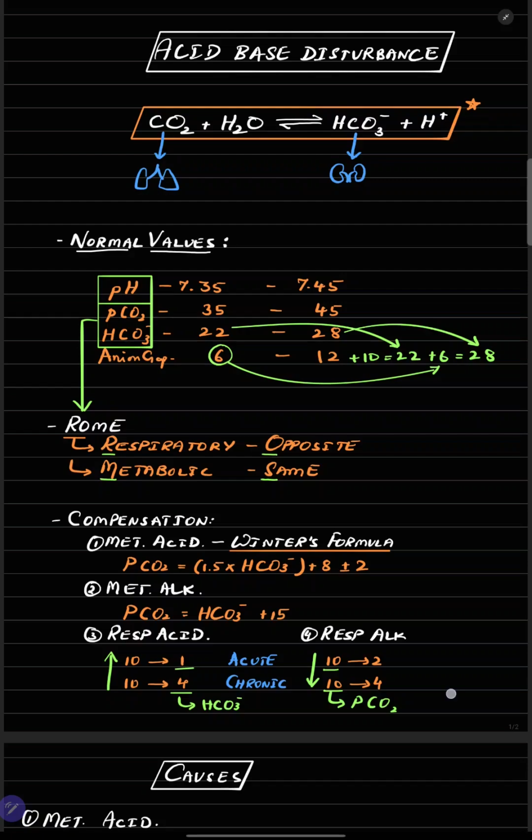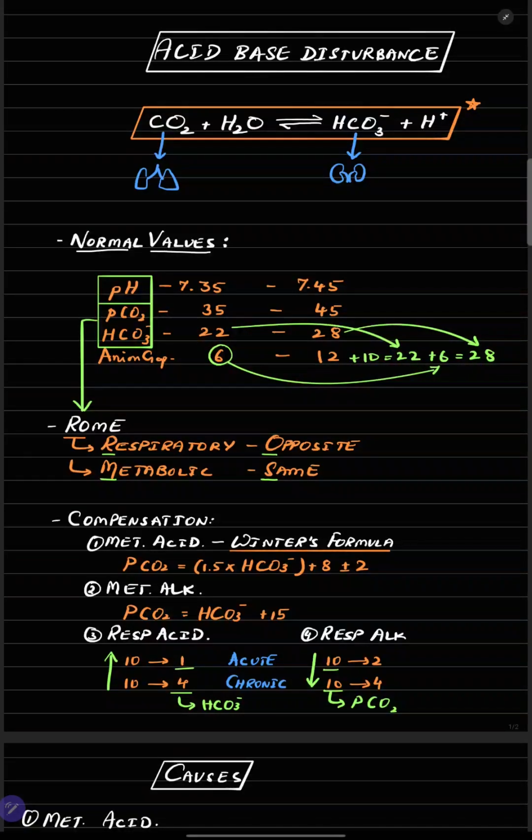From 6 to 12, we can extract the bicarbonate values: we add 10 to the 12 value and we get 22, which is the lowest level of HCO3 minus, and adding 6 here we get 28, which is the upper value of HCO3.